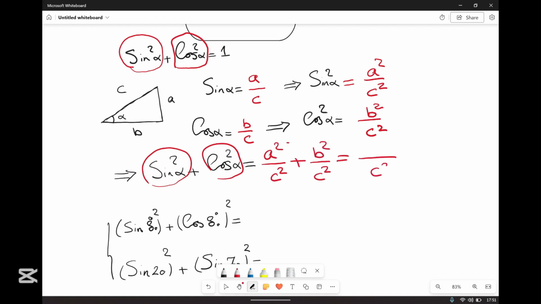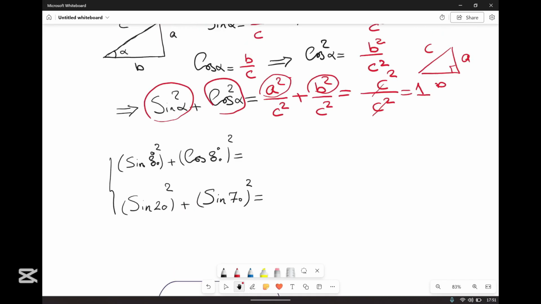The bottom is C squared, and on top is A squared plus B squared. In the Pythagorean theorem, when we have a right angle triangle ABC, we know A squared plus B squared is C squared. Therefore this part is C squared, and they cancel each other and the answer is 1. Okay, it's so important, guys.